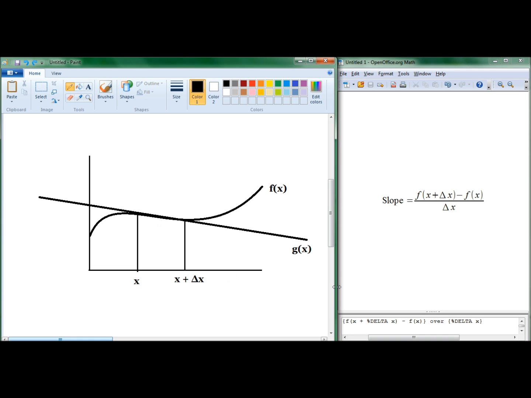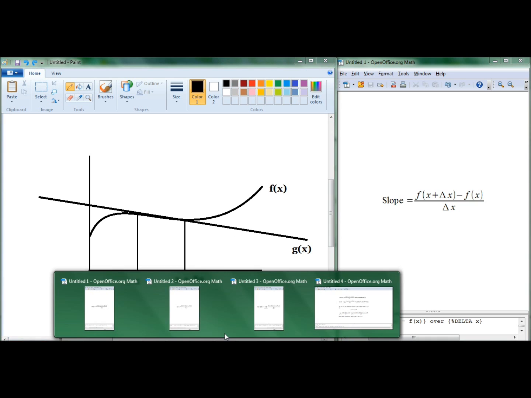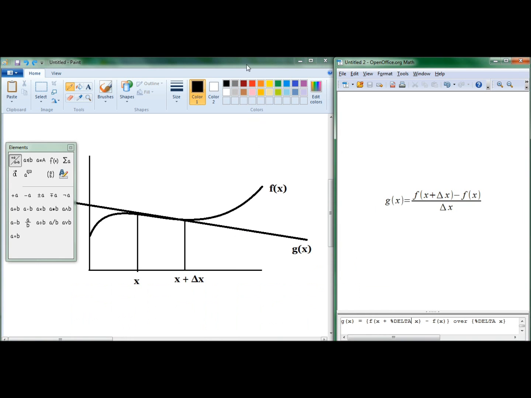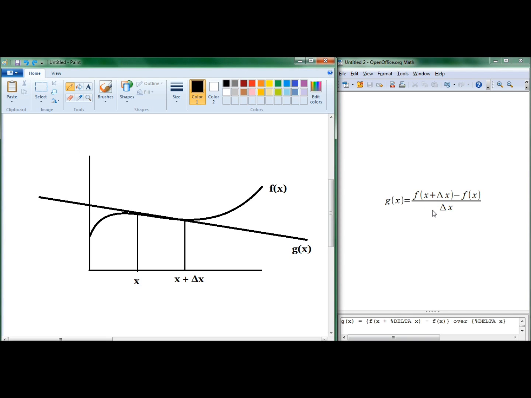So here we have our old equation, or we could use our old equation. We know that g of x is equal to f of x plus delta x minus f of x divided by delta x. However, what happens if delta x gets increasingly small, or very, very small? In other words, what happens to g of x as delta x approaches 0?